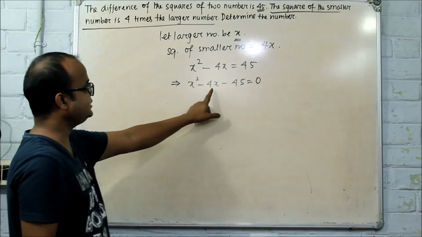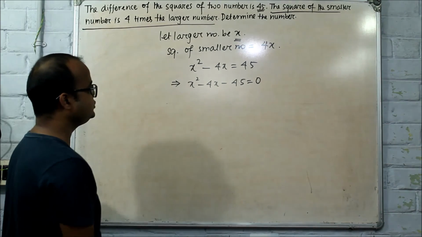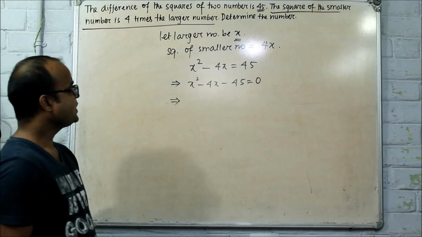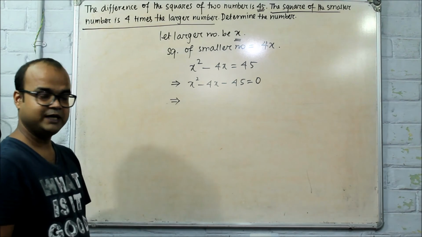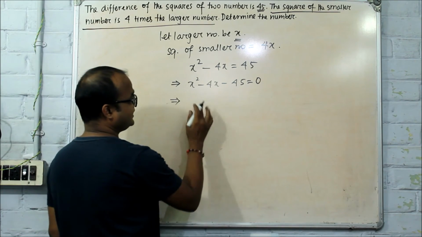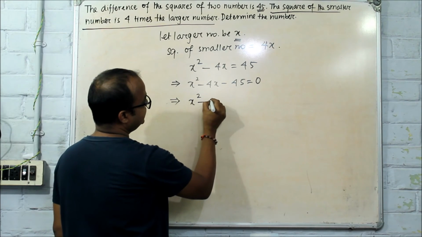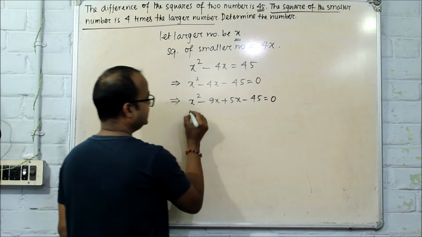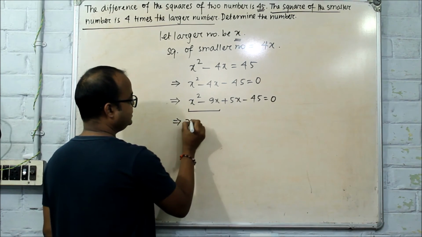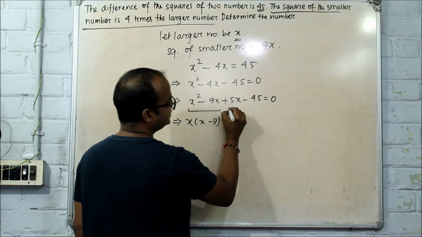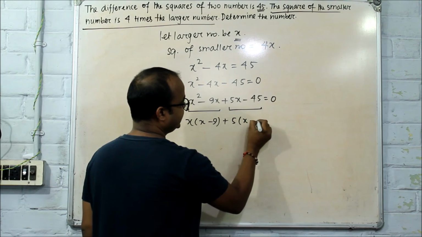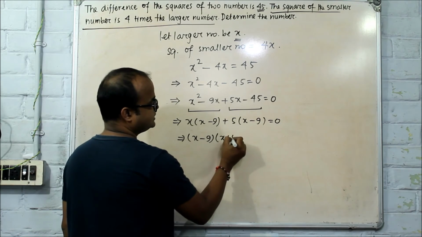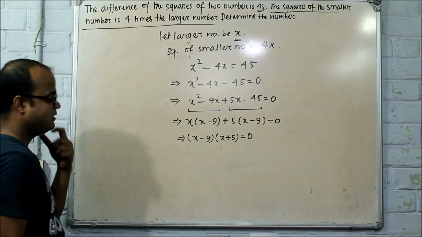We will take 45 to this side. So x square minus 4x minus 45 is equal to 0. Now we solve this equation by factorization. The factors will be x square minus 9x plus 5x minus 45 is equal to 0. From the first two terms we take x as common, x minus 9. From the last two we take 5 as common, so you get x minus 9 times x plus 5 is equal to 0.